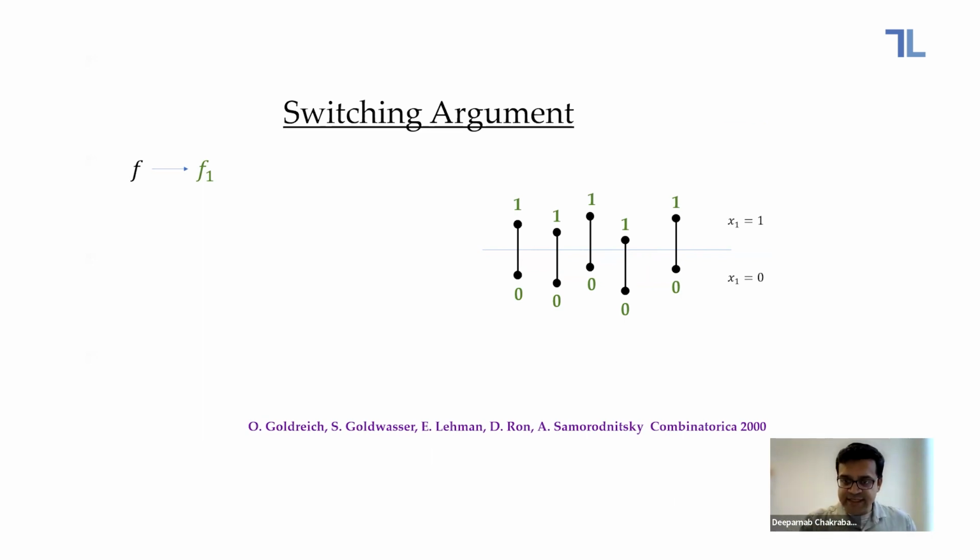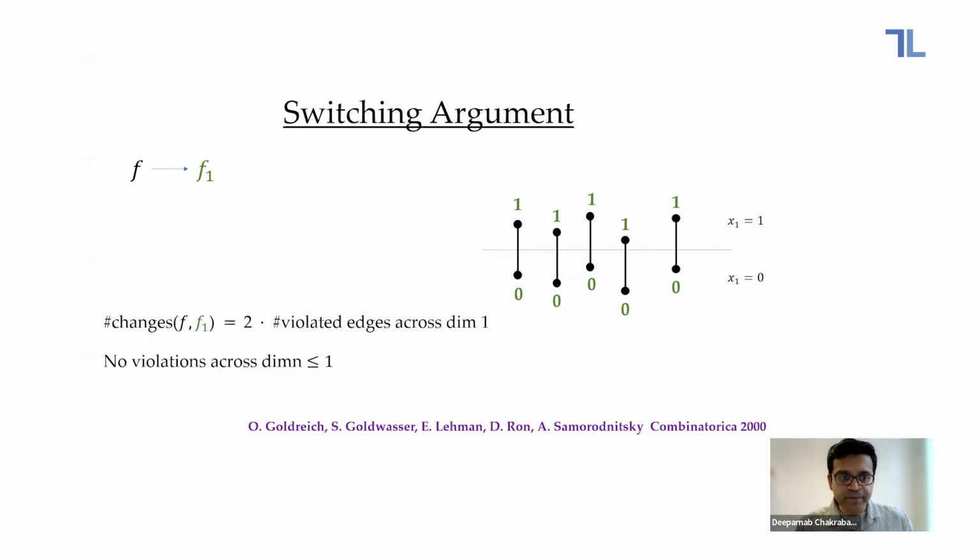So you look at all these edges and you swap their values. How many changes did you make from f to f1? It's precisely for every yellow edge that was there, you made 2 changes. You swapped their endpoints. So it's exactly equal to 2 times the number of violated edges across dimension 1. And by construction, after I finish this, there are no violations across dimension 1 for f1.